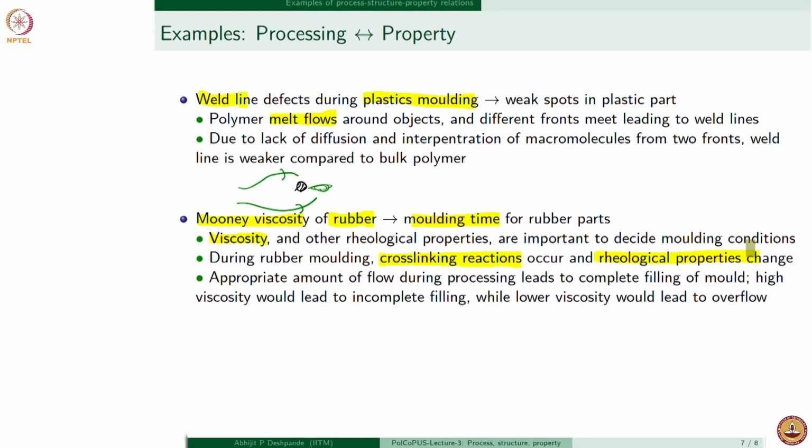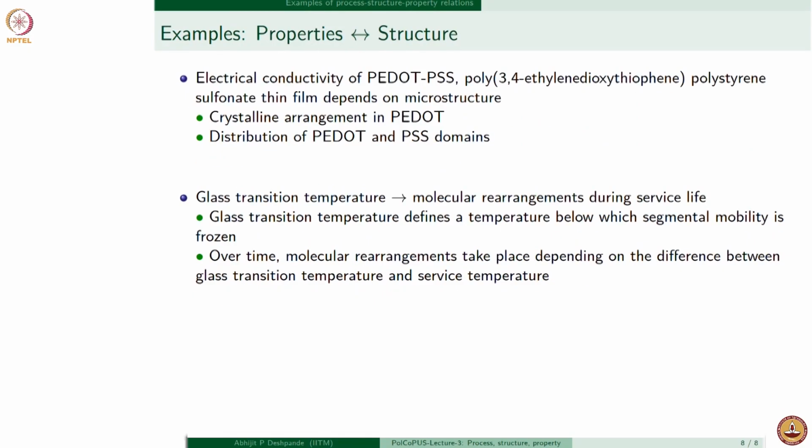on changing. And so we have to ensure appropriate amount of flow during processing so that we have complete filling of the mold, which implies that we should not have incomplete filling, or we should also not have too much overflow. And this can be ensured if we make sure that we understand the viscosity of the material, the property of the material properly. So in this case, the property of the material influences the processing conditions. Let's complete the overall consideration by looking at the property structure.